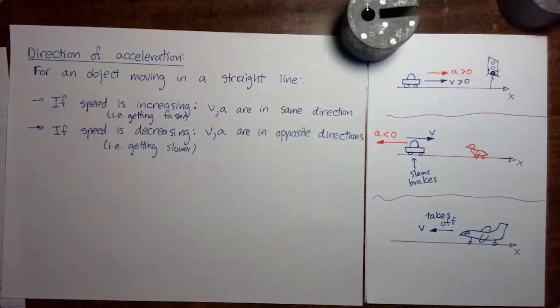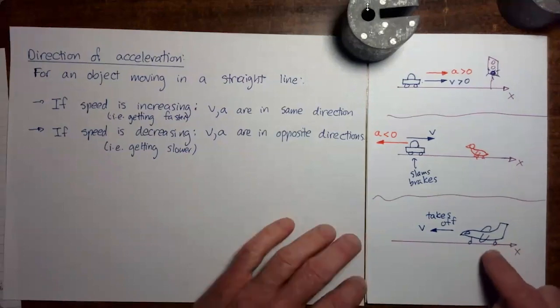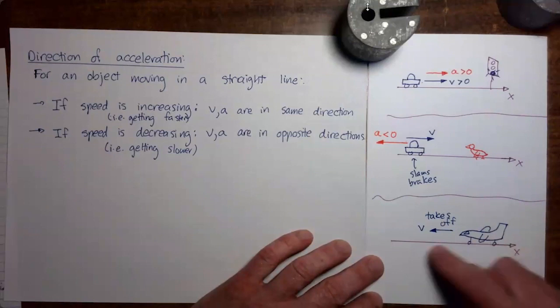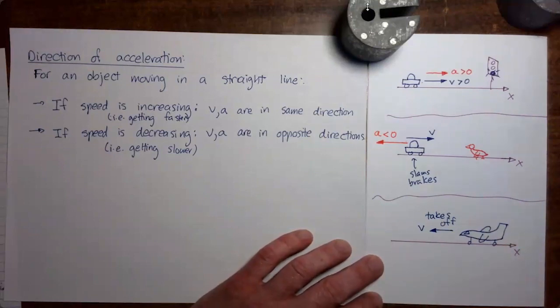Here's a third exercise. In this example, we have an airplane which is pointed to the left, and the airplane's going to take off. So the airplane will be moving to the left and getting faster. So again, pause the video, draw in the direction of the acceleration, indicate whether the acceleration is positive or negative, and then rejoin the video.